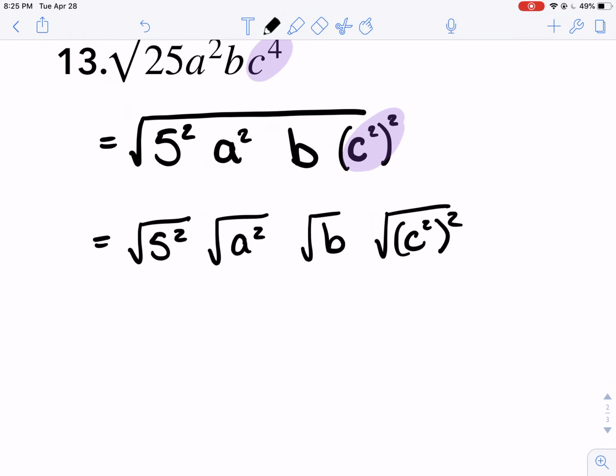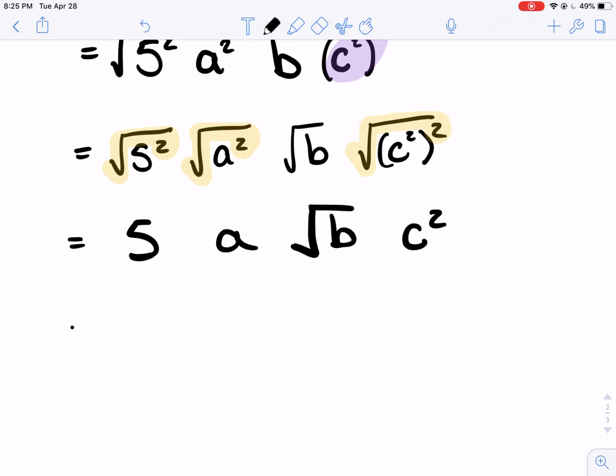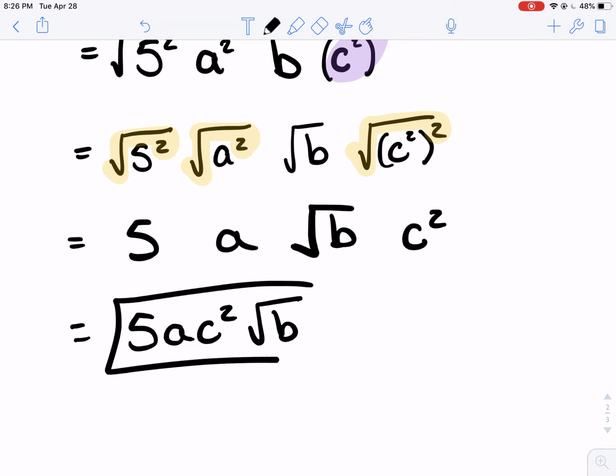Now 3 of these square roots are going to work out real nice because they have a square underneath the radicals. So those are going to cancel out. So that gives us 5 times a times c squared times the square root of b. Now I'm going to move this c squared out front because that'll clean it up, and then we'll be done. So this whole thing is equal to 5a c squared times the square root of b.